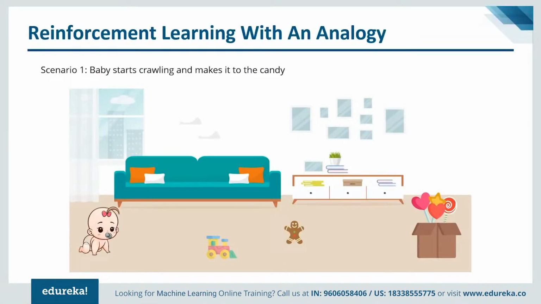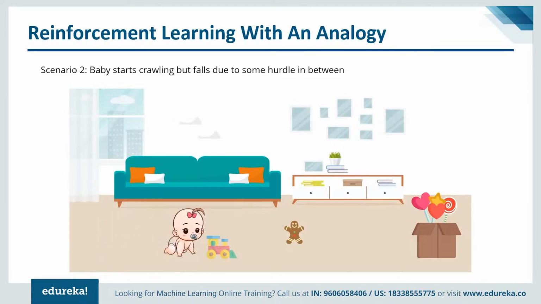So consider a scenario wherein a baby is learning how to walk. This scenario can go about in two ways. Now in the first case, the baby starts walking and makes it to the candy. Here the candy is basically the reward it's going to get. So since the candy is the end goal, the baby is happy. It's positive. Okay, so the baby is happy and it gets rewarded a set of candies. Now another way in which this could go is that the baby starts walking but falls due to some hurdle in between. The baby gets hurt and it doesn't get any candy and obviously the baby is sad. So this is a negative reward. Okay, or you can say this is a setback.